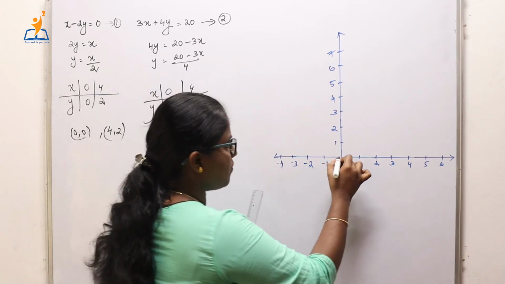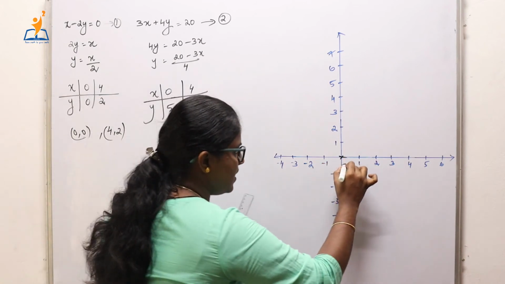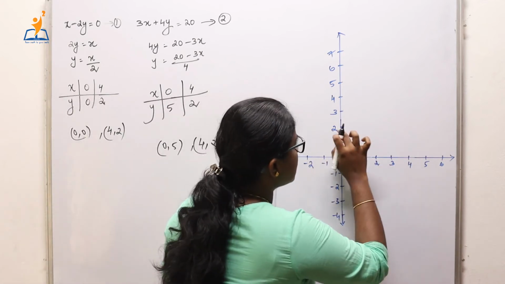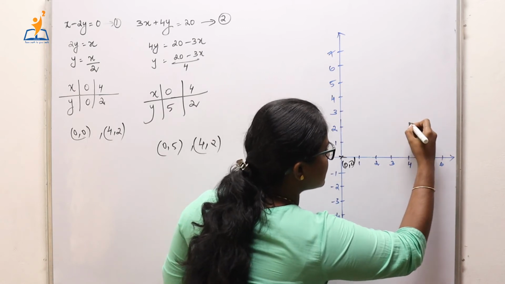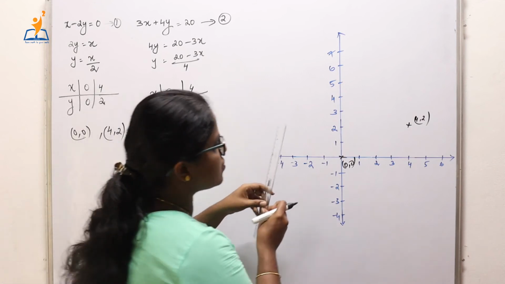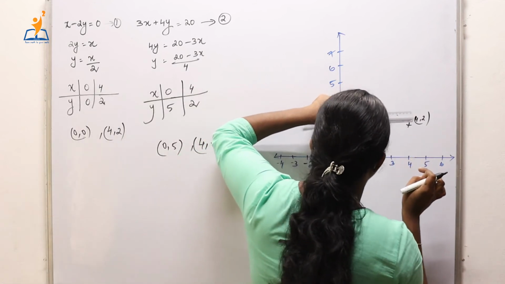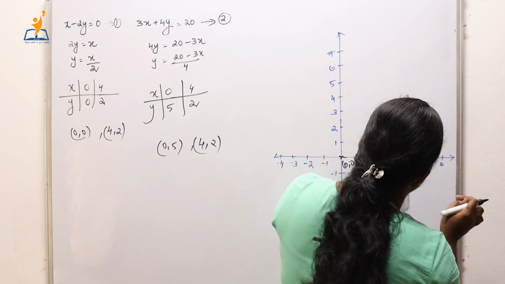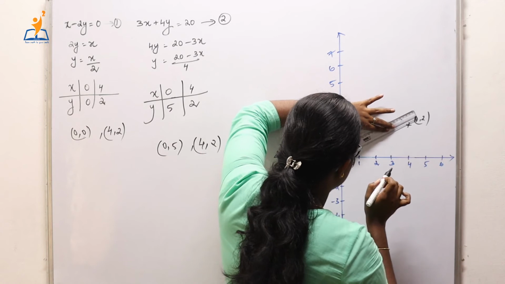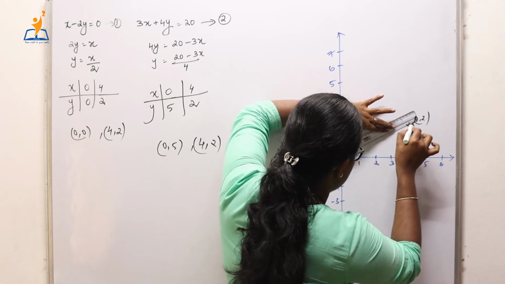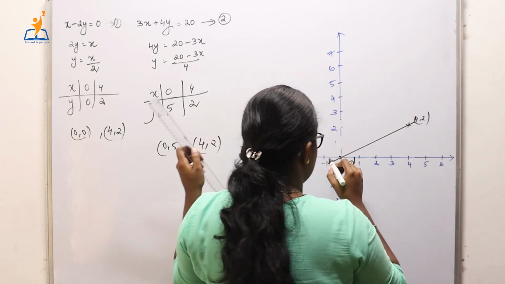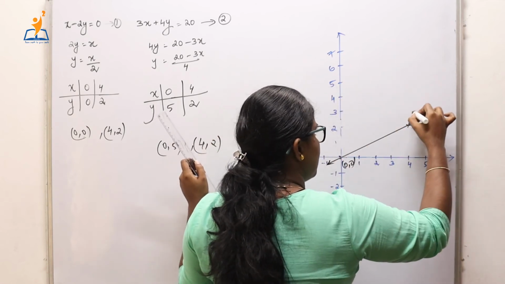Now 0, 0, we know it is obviously the origin, and now 4, 2, the point is this. This is the point 4, 2. Okay, now we are going to join these two points. Let's check, is this 4, 2? Yeah, it's 4, 2. And now we are going to join these 2 points. Yes, this is the solution of equation number 1.